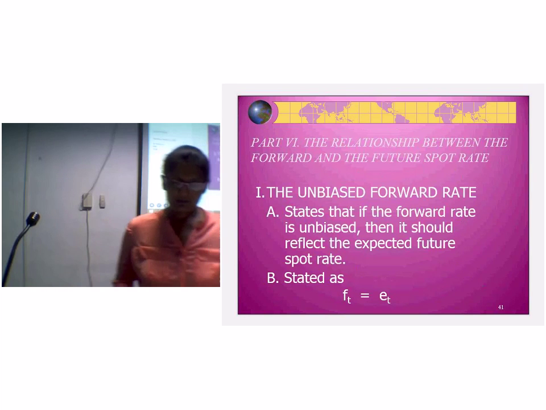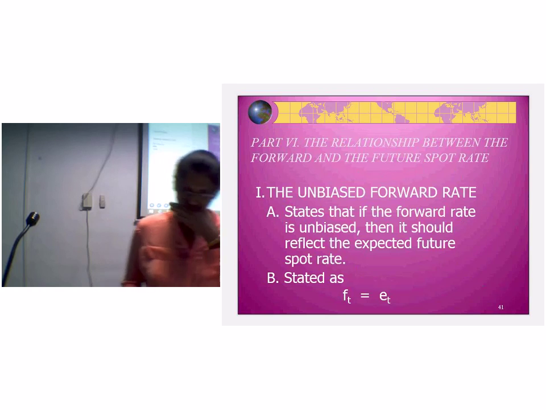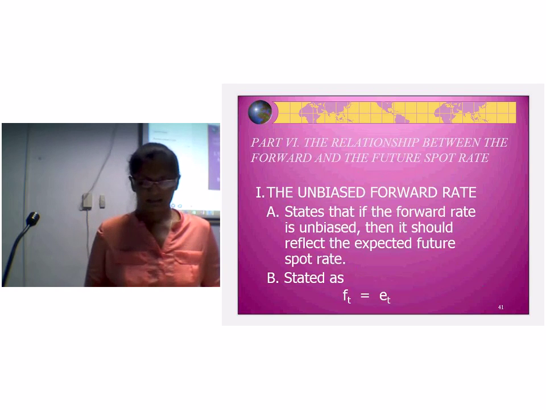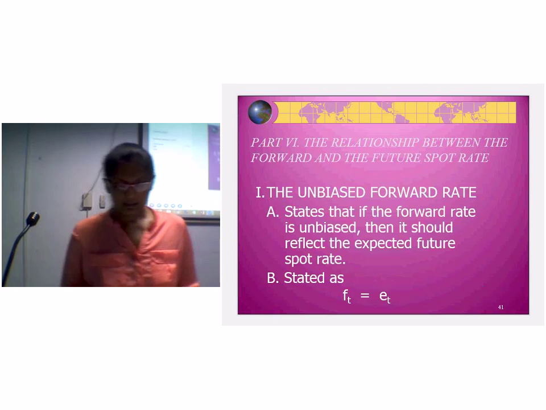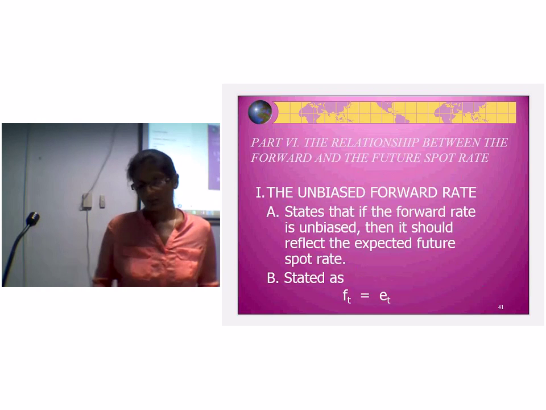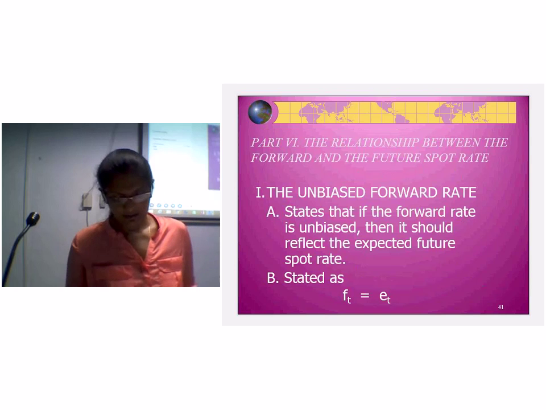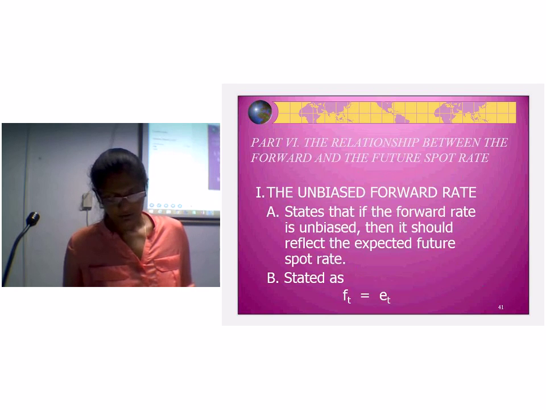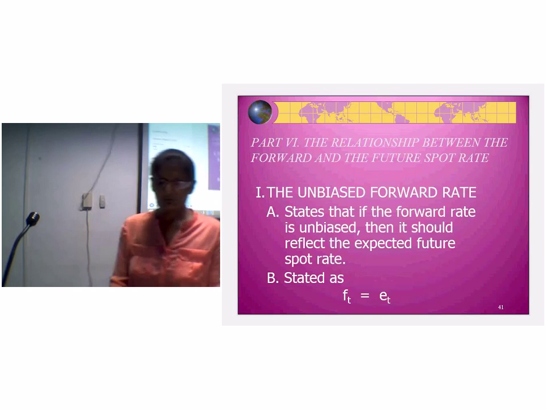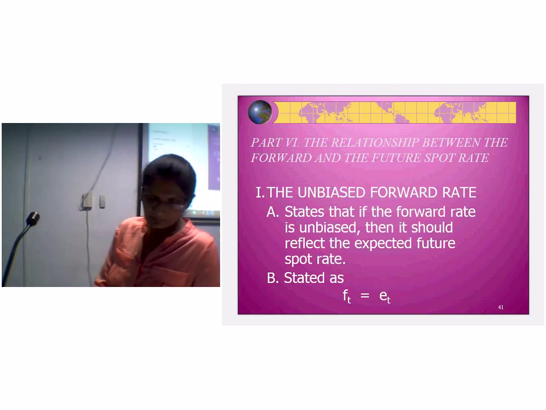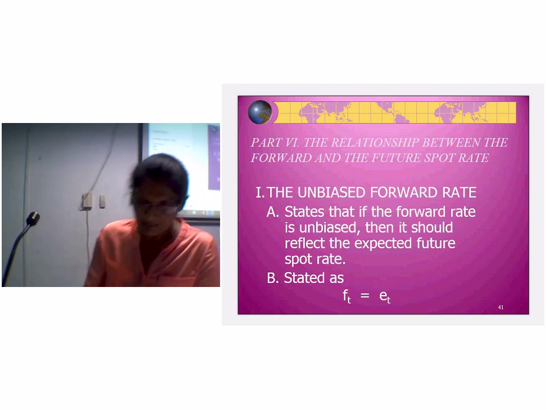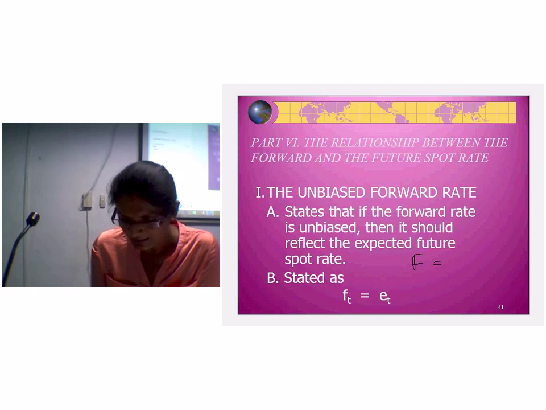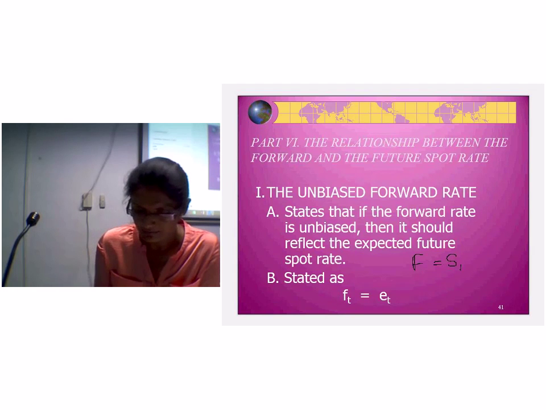Unbiased forward rate. Why unbiased rate? That means there will be no arbitrage profit. The unbiased rate states that if the forward rate is unbiased, then it should reflect the expected future spot rate. If the forward rate is unbiased, it should reflect the future spot rate.